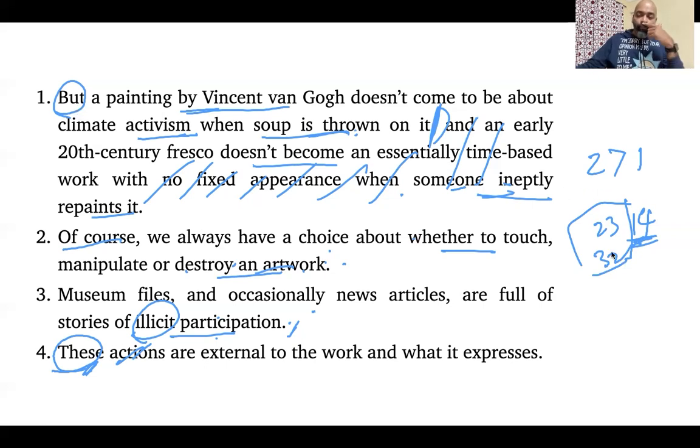So is it going to be 2, 3 or 3, 2? That is the big question. How do you decide that? We always have a choice, it says. And museum files are full of stories. So once it says full of stories, you have to go to this, which is the story, isn't it? From here, you can't go to the bigger idea. This is a smaller idea than this. Here we are talking about our choice, whether to touch, manipulate, or destroy. Three things. Of that, destroying has been specified here, and then there are stories. So you can't start the idea. So 3, 1, 4 is the idea, right? You can't start that, then go back to something outside. These are all outside: of course, we always have a choice. So whether we have a choice or not, this part is outside the topic of 3, 1, and 4, which means 2 has to be the first sentence.